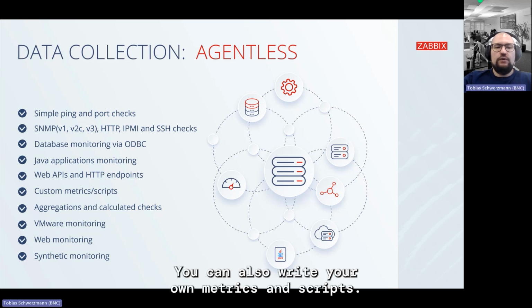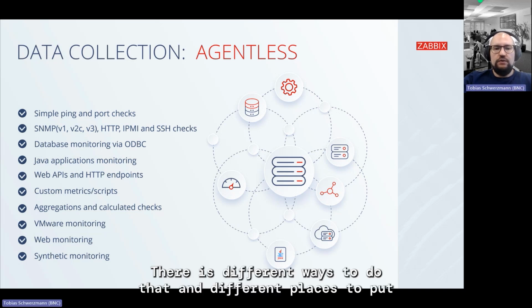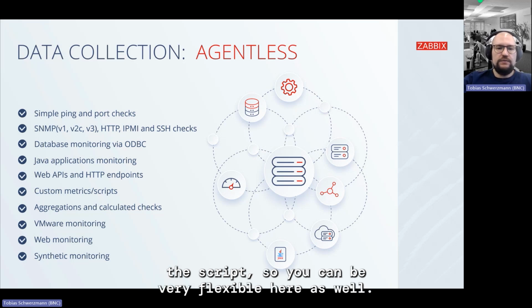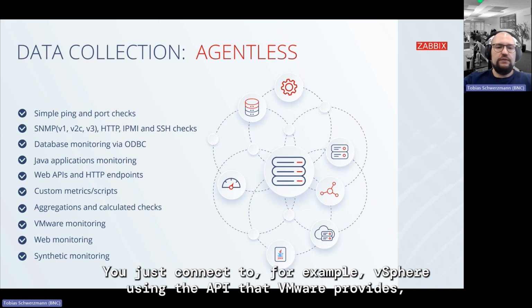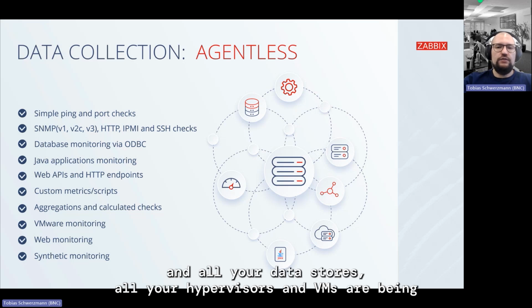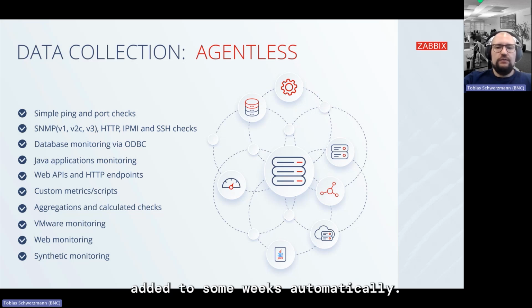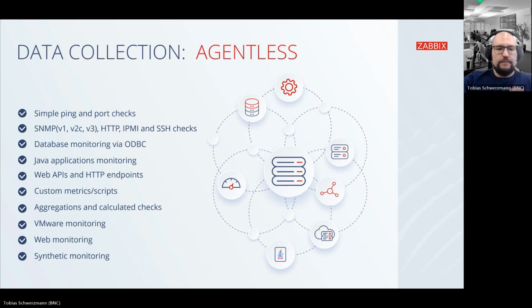You can also write your own metrics and scripts. So there are different ways to do that and different places to put the scripts. So you can be very flexible here as well. Then VMware monitoring is very easy. You just connect to, for example, vSphere using the API that VMware provides, and all your data stores, all your hypervisors and VMs are being added to Zabbix automatically.